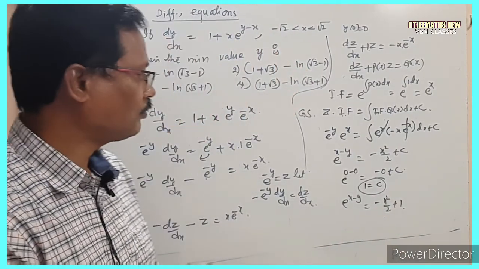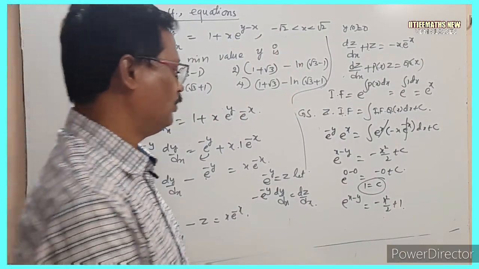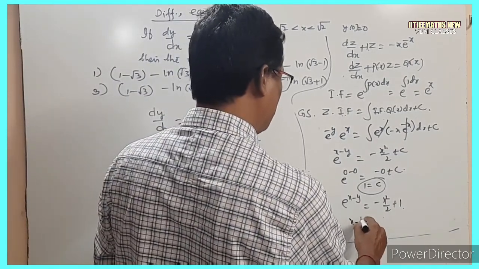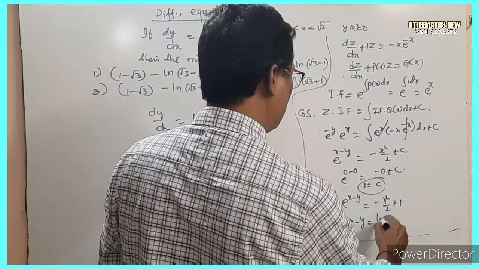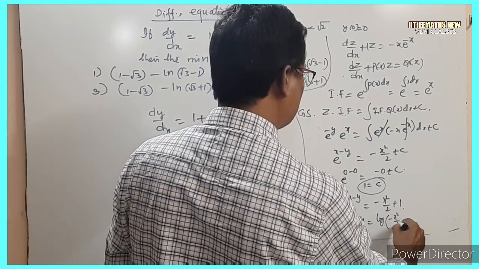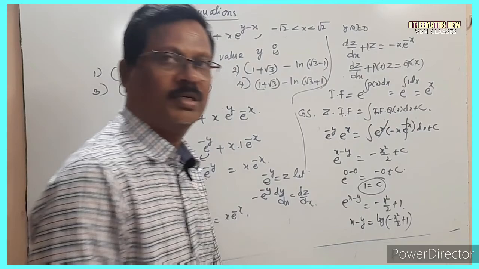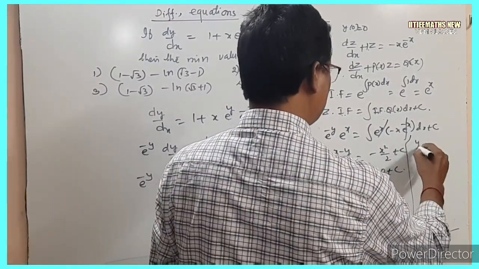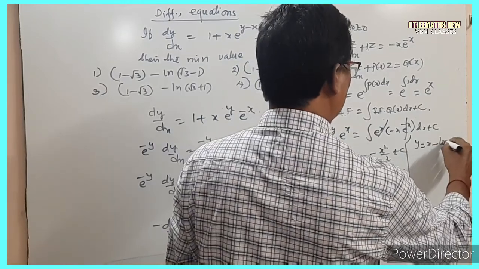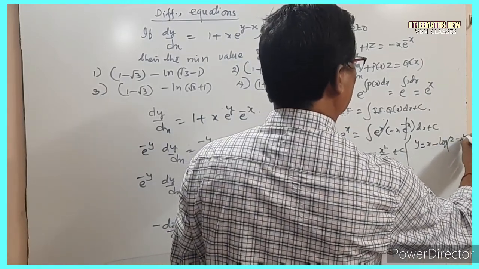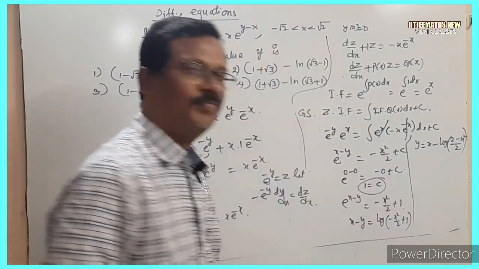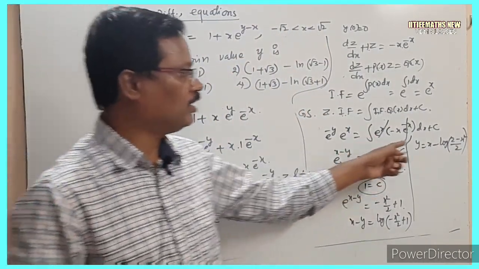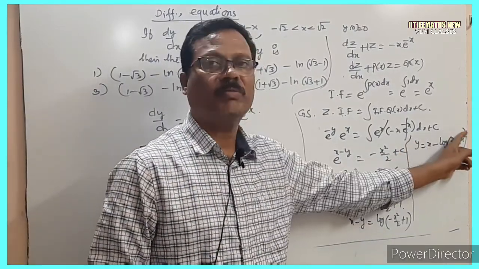Now apply log on both sides, therefore x minus y will be log of (minus x square by 2 plus 1). Therefore, what will be y? y will be equal to x minus log of (2 minus x square) by 2. Now we got the y. Now we want the minimum of this y. y is nothing but f of x. We want the minimum of this one.